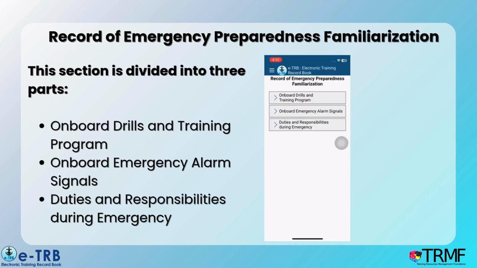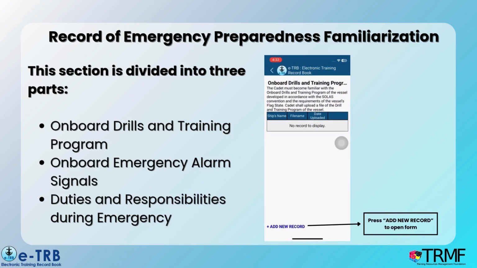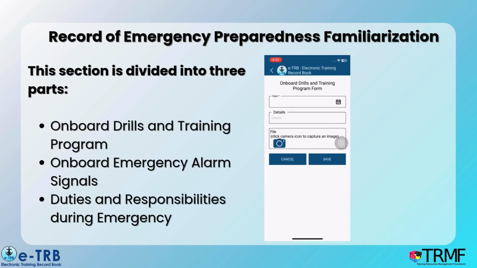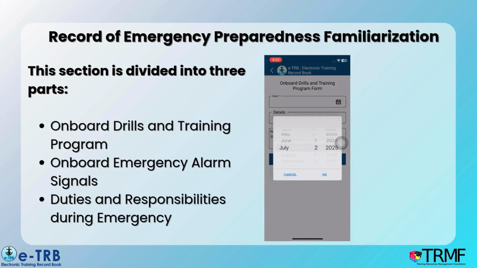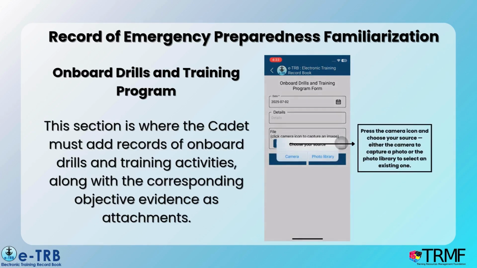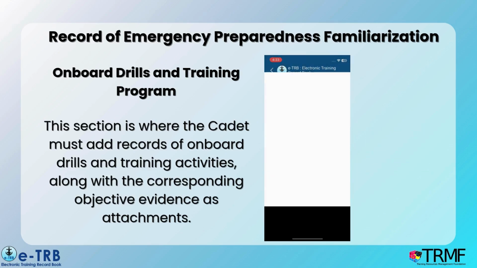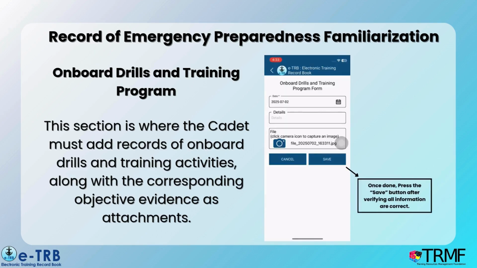This section is divided into 3 parts: Onboard Drills and Training Program, Onboard Emergency Alarm Signals, and Duties and Responsibilities during Emergency. The Onboard Drills and Training Program section is where the cadet must add records of onboard drills and training activities, along with the corresponding objective evidence as attachments.